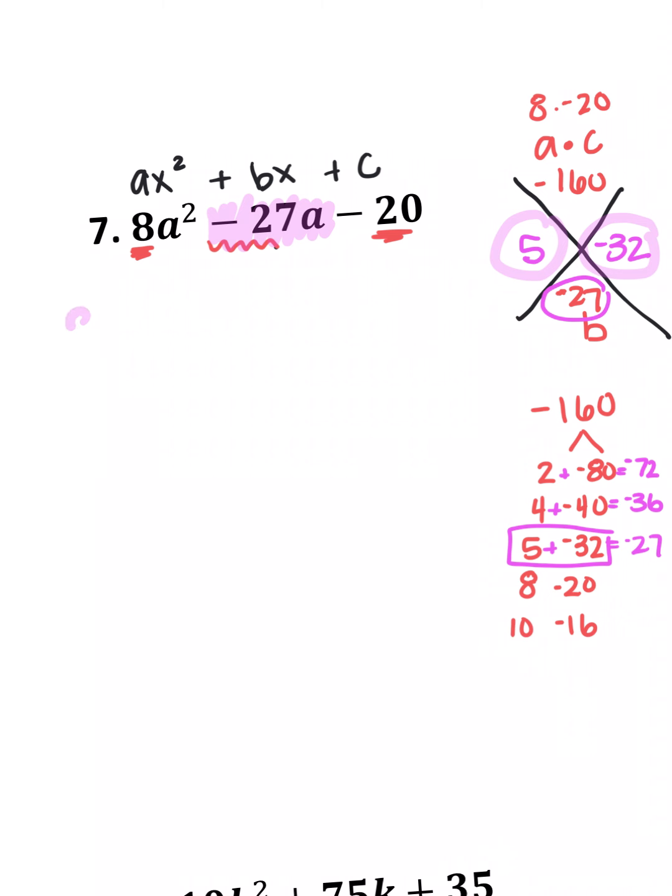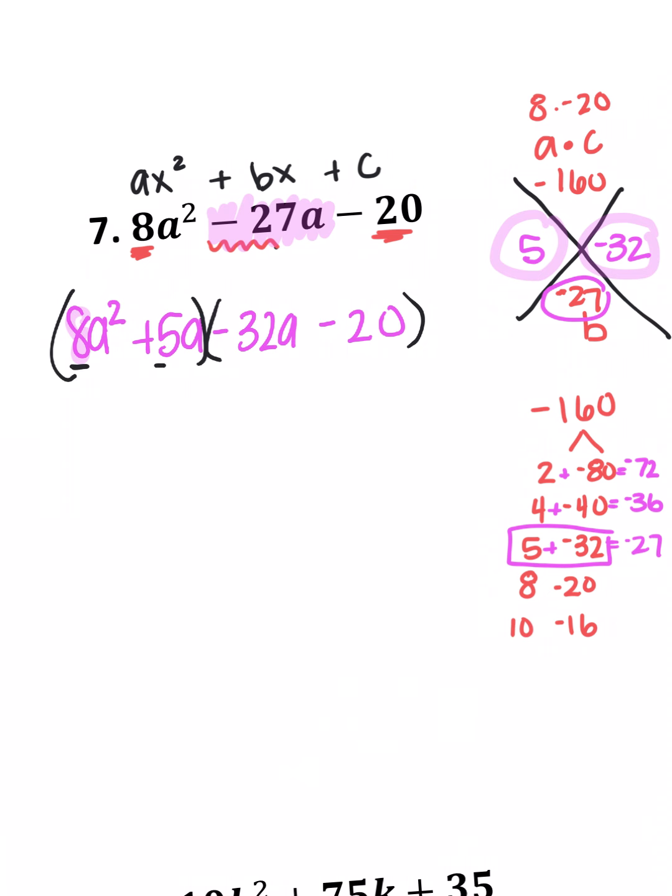All right, so we would get 8a squared plus 5a minus 32a minus 20. And then I'm going to group together my first two terms and group together my last two terms. Between 8 and 5, nothing goes into both of those, so I don't have a number to factor out. But I do have an a squared and an a, so they have an a in common, so I'll factor out my 1a. Inside, you'd be left with 8a plus 5.